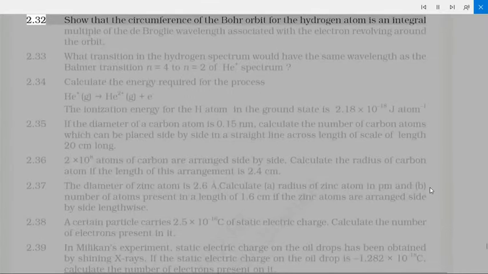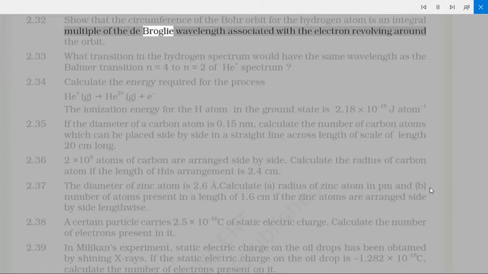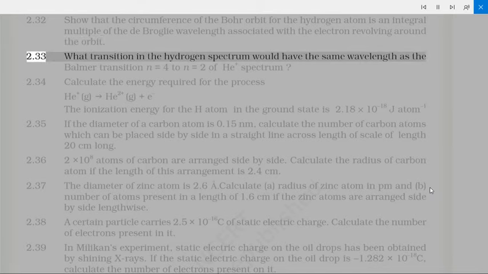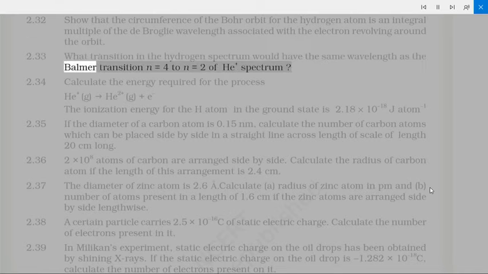2.32 Show that the circumference of the Bohr orbit for the hydrogen atom is an integral multiple of the de Broglie wavelength associated with the electron revolving around the orbit. 2.33 What transition in the hydrogen spectrum would have the same wavelength as the Balmer transition n equal to 4 to n equal to 2 of the He+ spectrum?